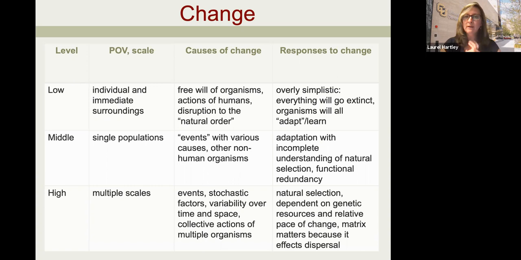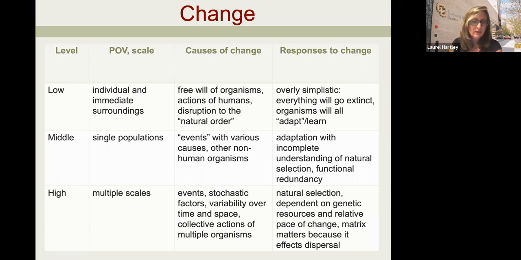In terms of responses to change, lower level students gave really simplistic answers, like everything's going to go extinct, or they were super positive, like the organisms are all going to adapt and they'll learn. Middle level students talked about adaptation, but they didn't talk about adaptation in a natural selection sort of way. They had a very incomplete understanding of natural selection. But they did start to invoke ideas about functional redundancy. And at the higher level, students talked about natural selection.